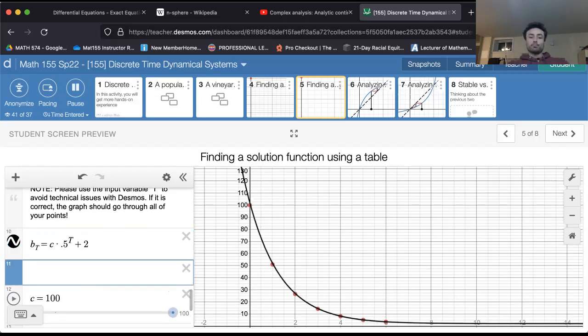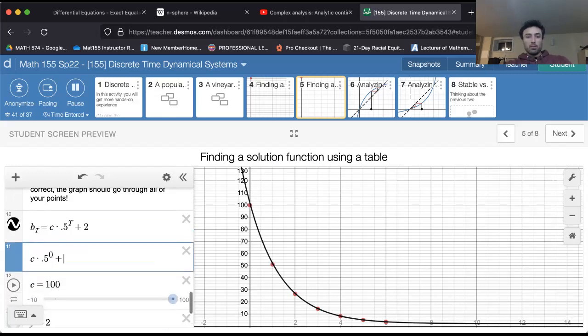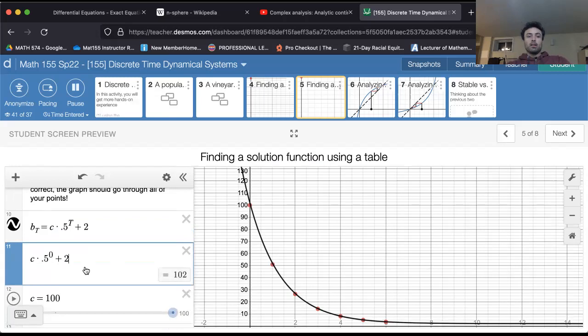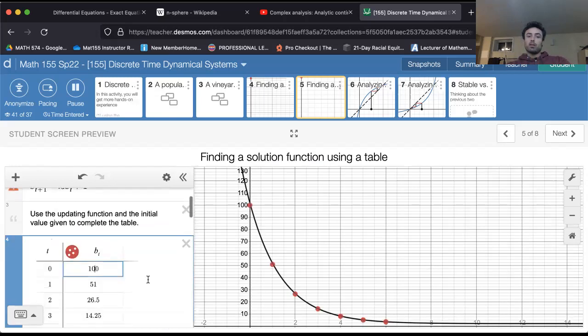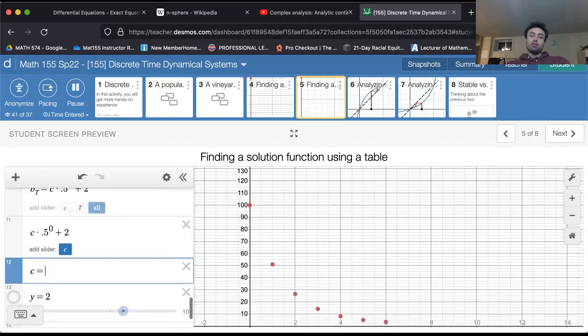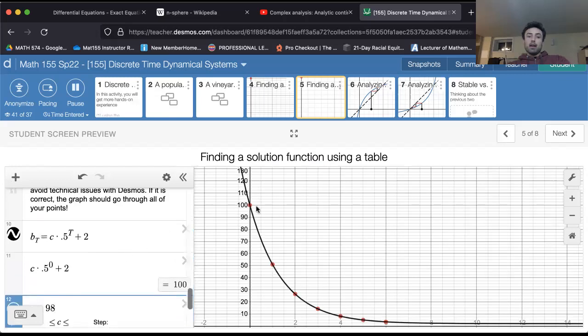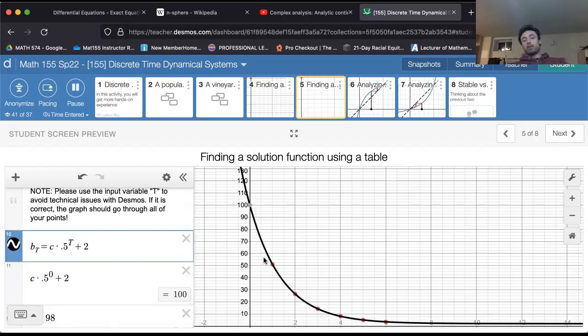C plus 2 is what I get when I plug in 0. Maybe I should type that out. I have c times 0.5 to the 0 plus 2. And so the reason this is saying 102 is because c equals 100. So this is saying 100 times 1 plus 2. But what I'm supposed to get when I plug in 0 is 100. I'm supposed to get that because that's my initial condition. So then you just ask yourself, what should c be? And the answer is c should be 98. That's how I get 100. And now my gray dot covers my red dot because this is the curve I want, and all my red dots lie on the correct curve.